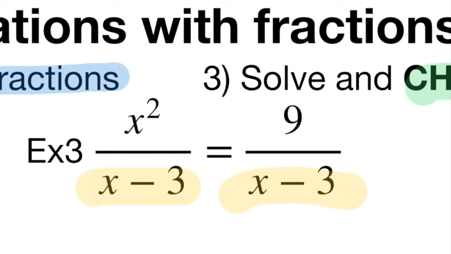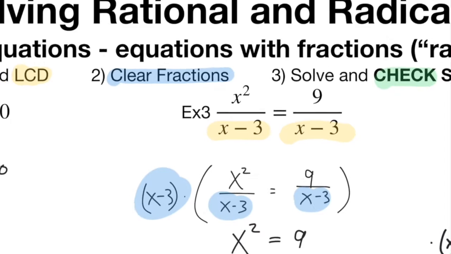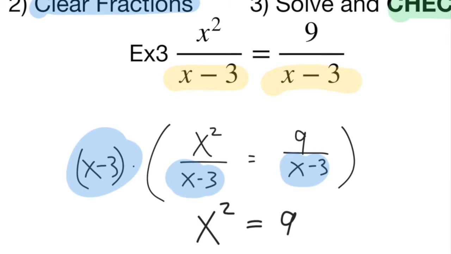Here, x squared over x minus 3 equals 9 over x minus 3. The least common denominator is going to be x minus 3. In fact, it already has common denominators, so we don't really have to change anything. Here, then we have to clear the fraction. So we're going to multiply all the terms on both sides by the denominator, x minus 3, to clear the fraction. So this used to have fractions, but now it has just x squared equals 9.